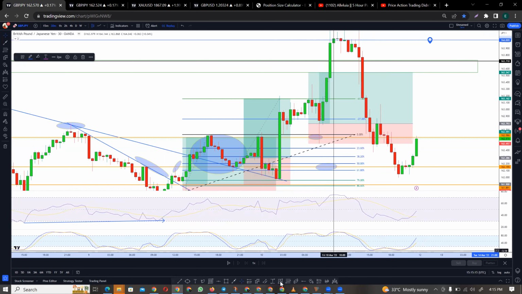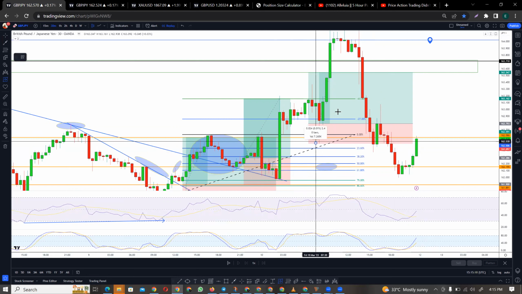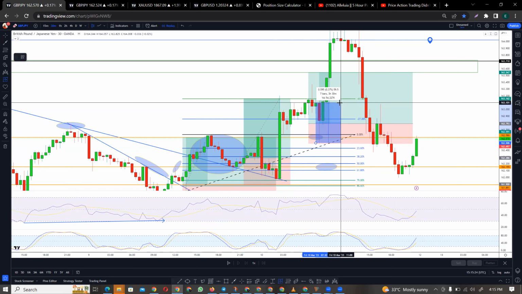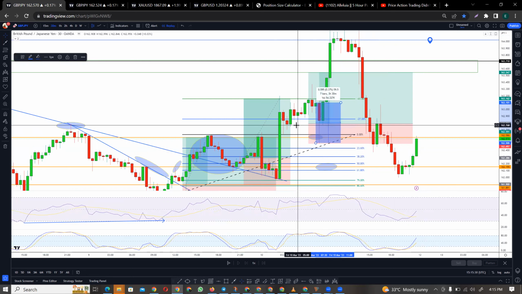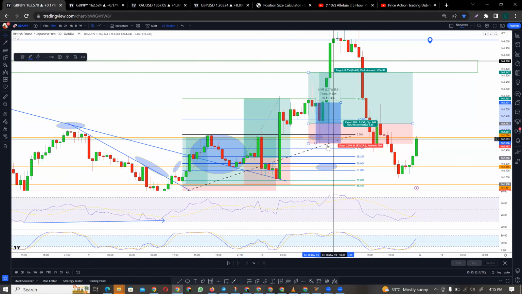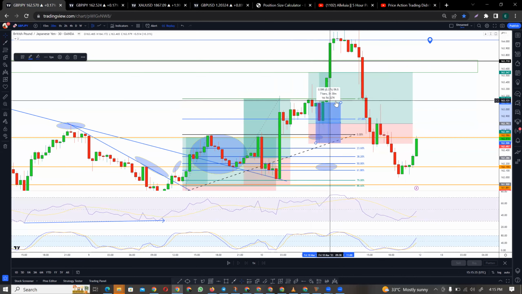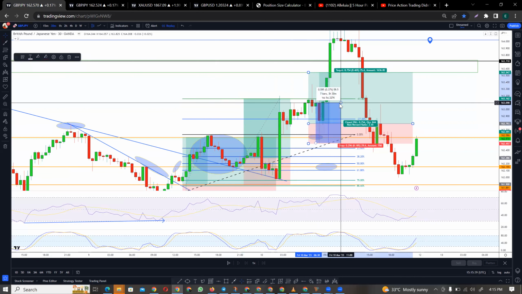What I did is that I measured this and then entered at 50% of the candle. You will see the 50% is here. And then my stop loss below that wick. You understand? Okay. This London session.